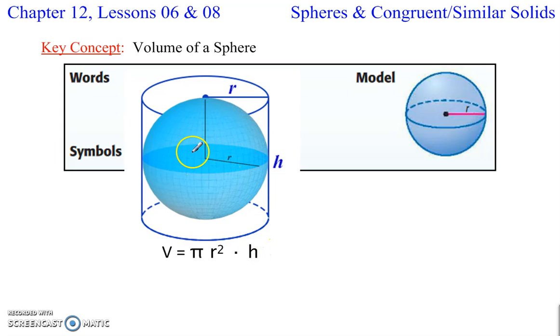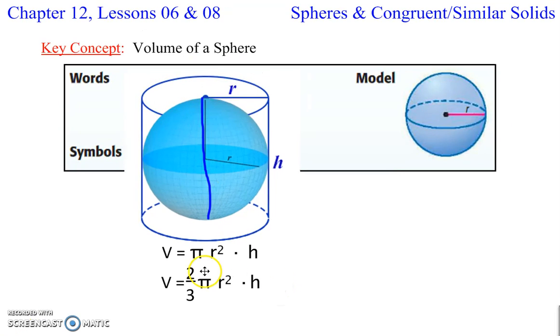Now if I were to fill this with water or whatever else, I'd find this is 2/3. It holds 2/3 the volume of a cylinder. So I need 2/3 of the volume of a cylinder. 2/3 pi r squared times the height. Well, the height, a sphere doesn't have a height, but from here to the top, what corresponds to the height on a cylinder, is 2 times the radius. So the height is 2 times the radius, so we can replace height with 2 times the radius.